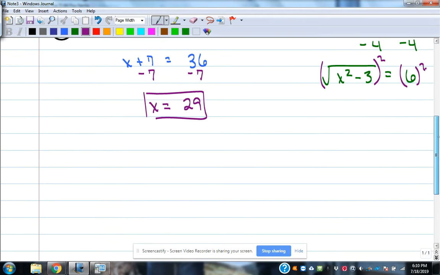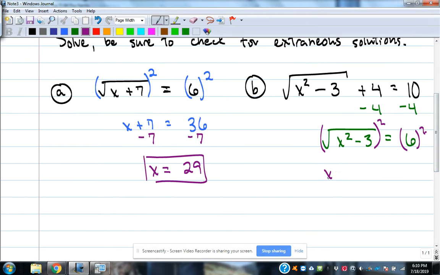And that's going to give us x squared minus 3 on the left side. And on the right side, we got 36. So we've got an x squared in the problem. The good news is that we don't have a plain x term. So that means I could use square roots to solve this problem. And that would be the quickest way to solve it.